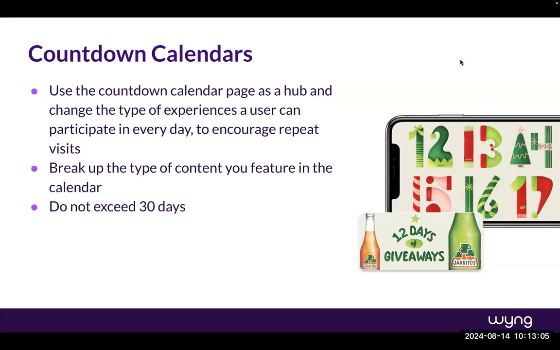What we see work out with the best countdown calendars that get run with Wyng is a mix of different content every day. So it's not like 12 days straight of just, what's it called?